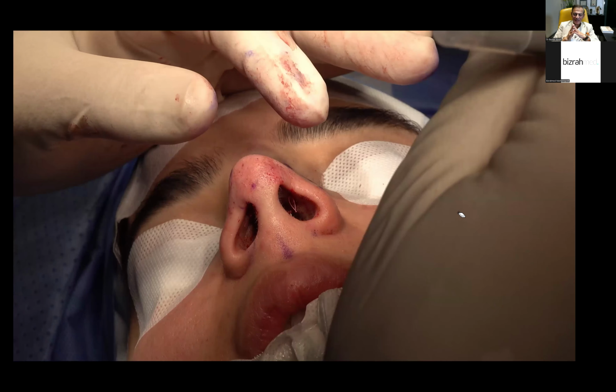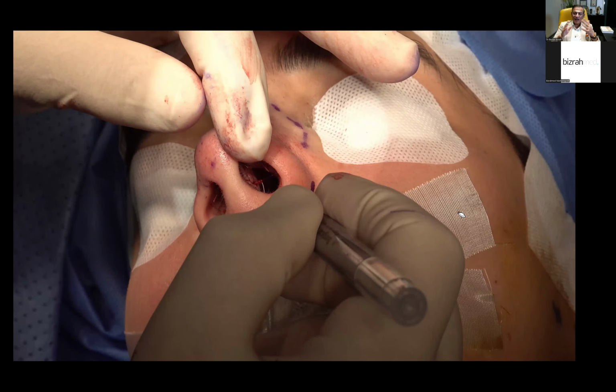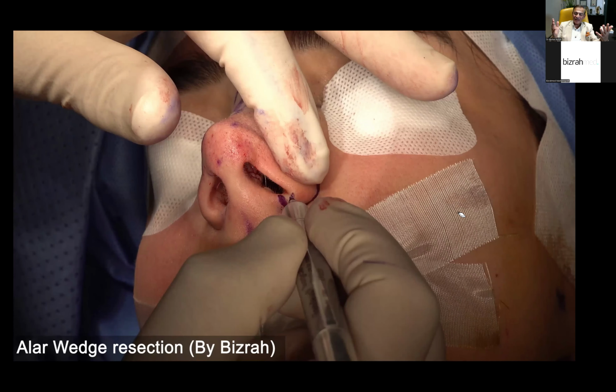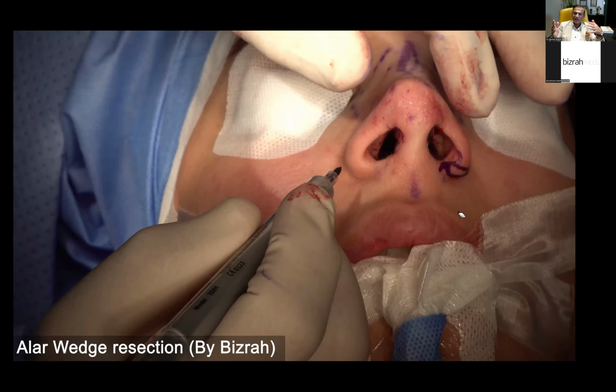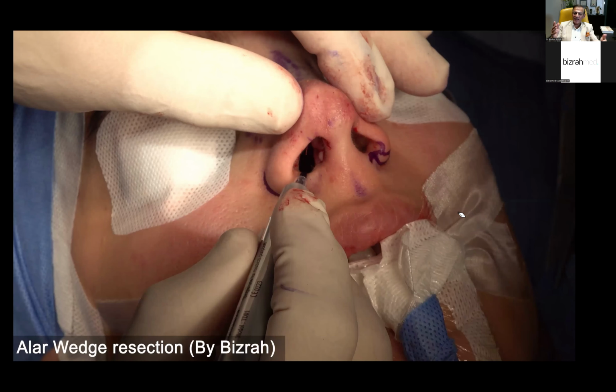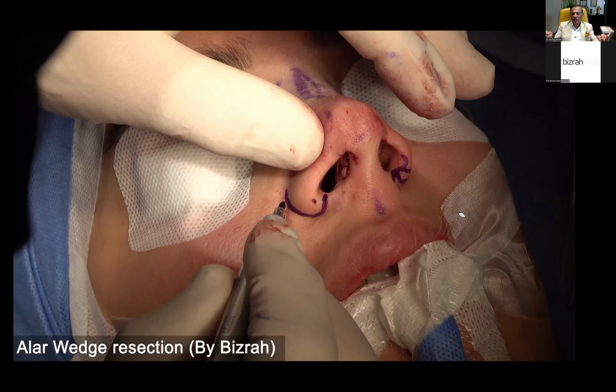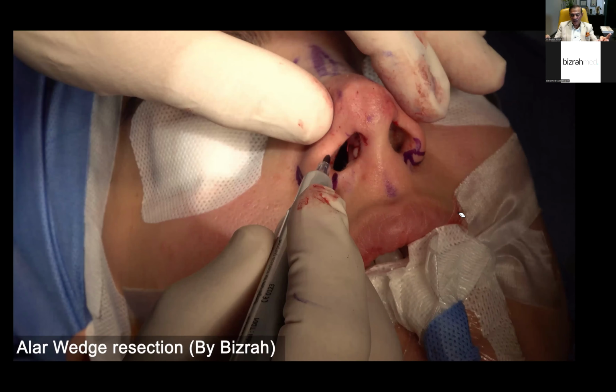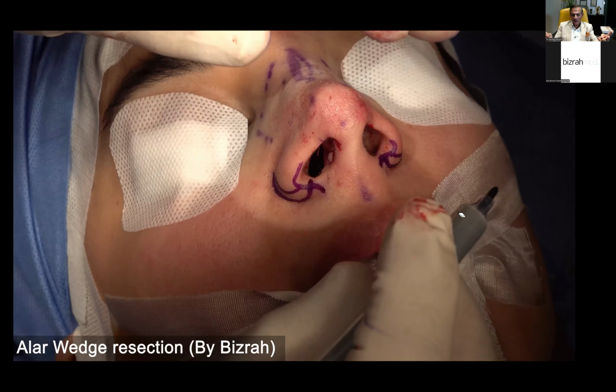You see how symmetrical the nostrils are, because we work in a symmetrical manner from the beginning. Marking the tip defining point on the skin, then marking the tip defining point on the cartilage, on the dome, and then the double dome creation and suture fixation in a symmetrical manner.